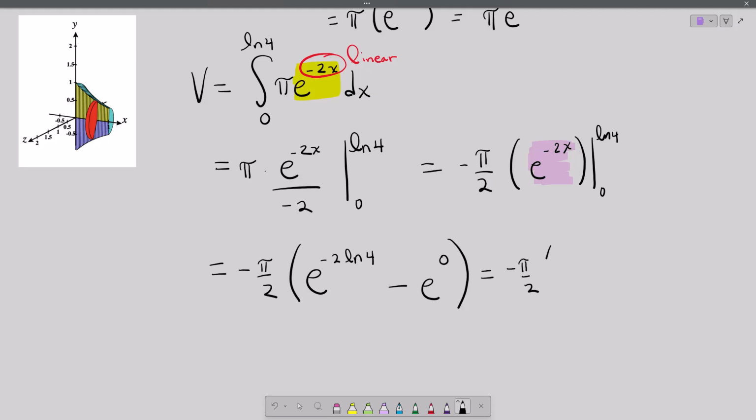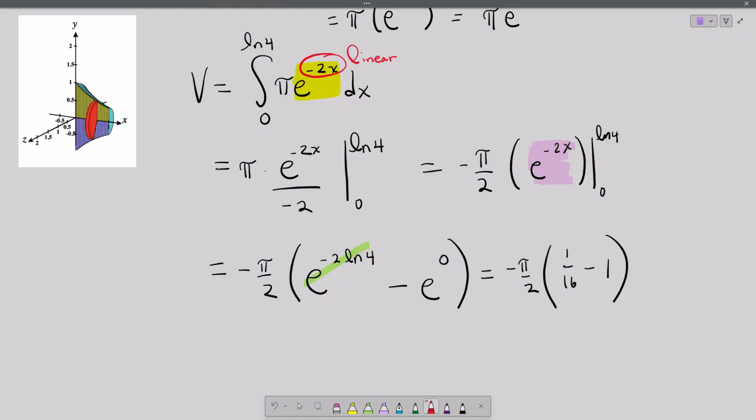We need some log properties here. Who can tell us what this thing simplifies to? What does that simplify to? Nope. E to the 0 will go to 1. But e to the negative 2 natural log of 4? Is it 4 to the negative second power? Which is 4 to the negative 2, which is 1 over 4 squared, which is 1/16. This will simplify to 1/16, and then minus 1.